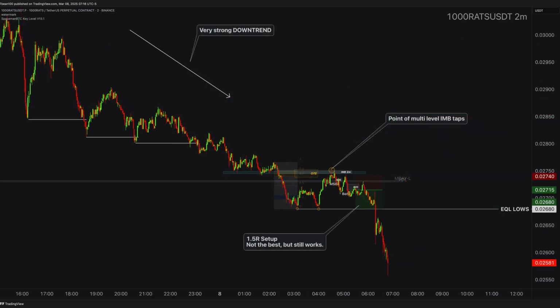Now, if you just zoom out, this is also a very special location of PDL and Monday low. Basically, masterclass amplifier locations, as you can see, which makes the trade area more trustworthy in my opinion. Not bad at all.